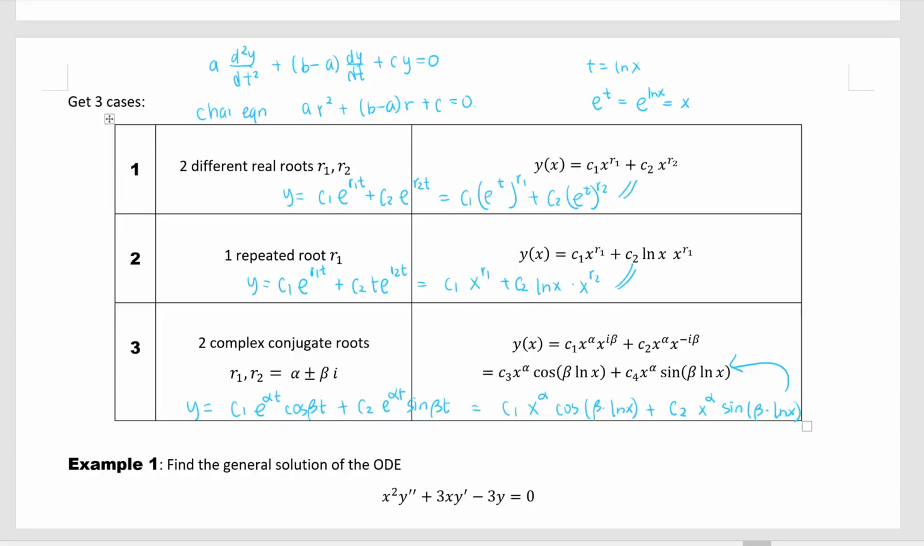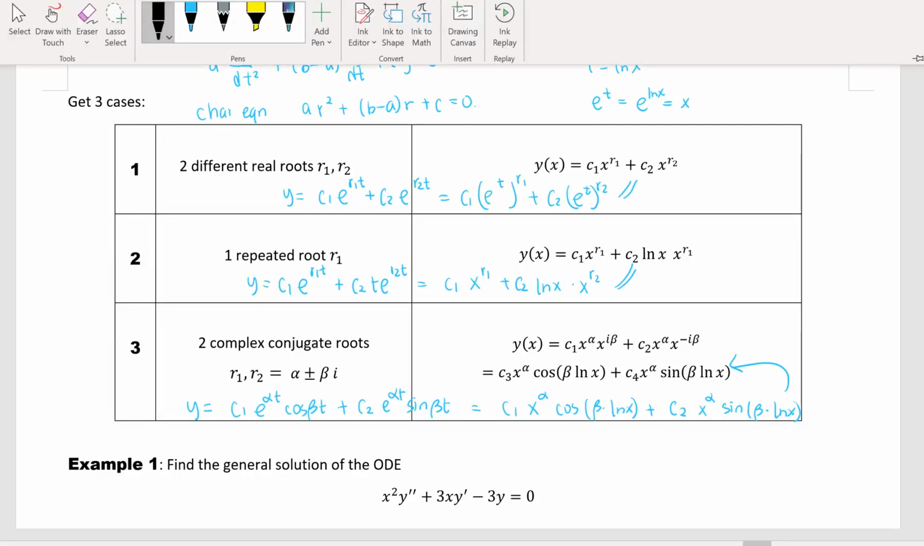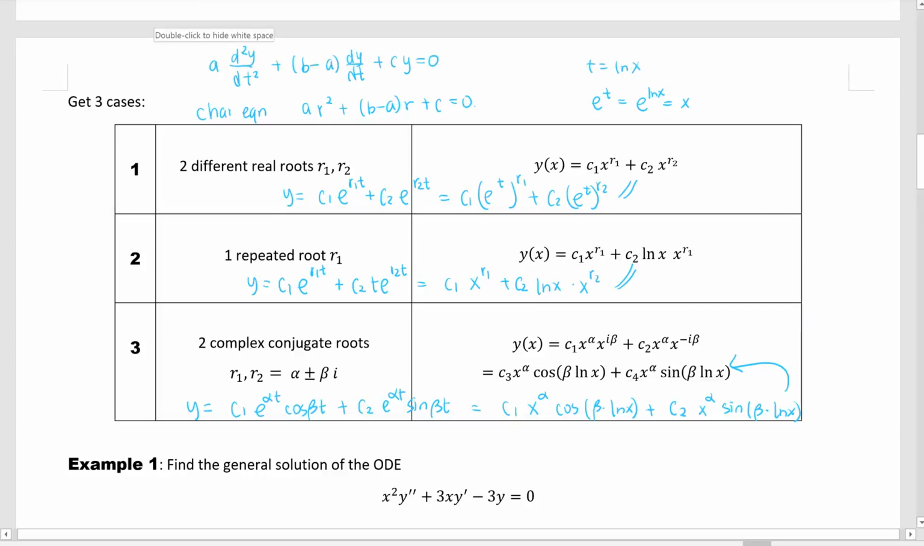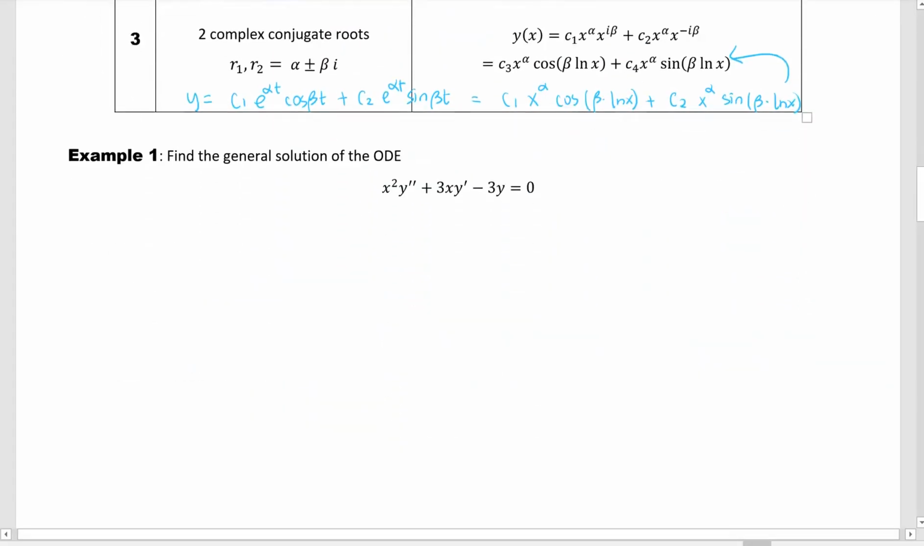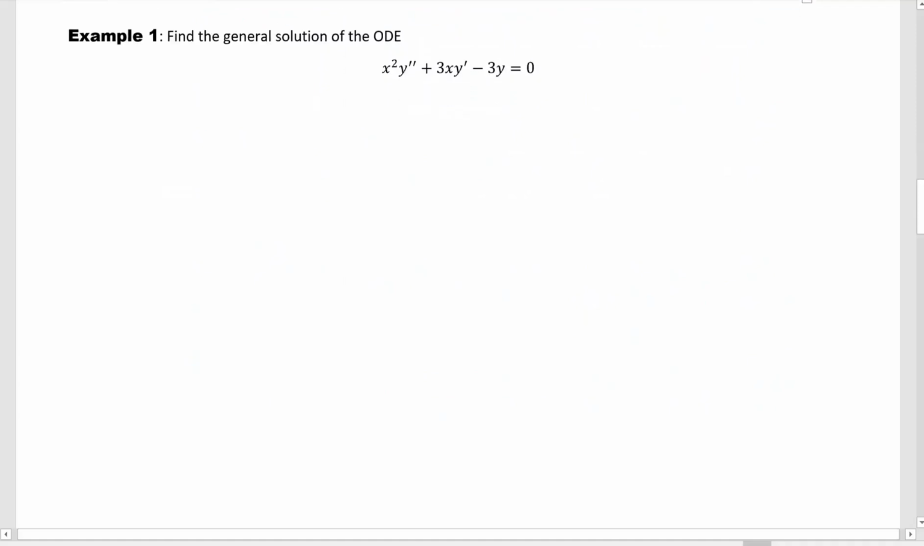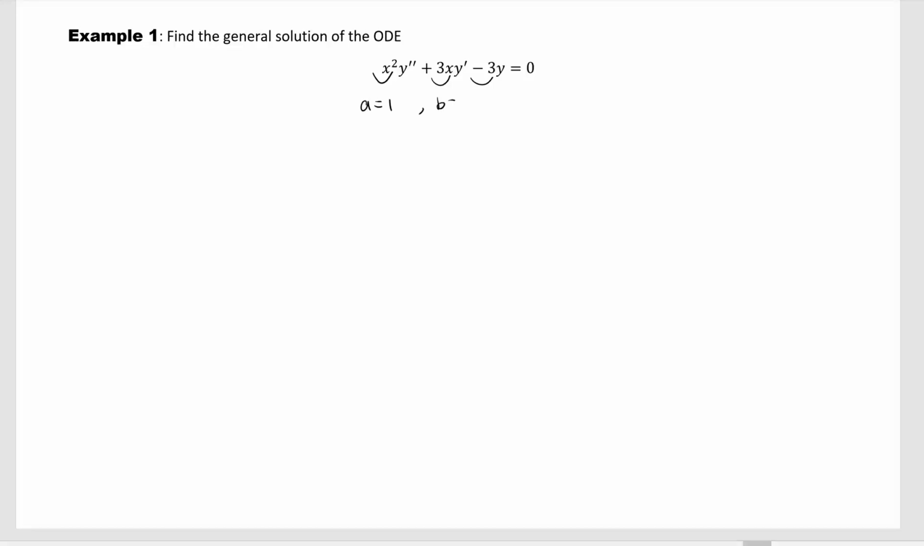So for Cauchy-Euler equations, you just need to remember those three formulas. All right, so let's see how we solve the examples. First example, find the general solution of this ODE. This is a Cauchy-Euler equation, right? This is x squared, this is x, this is the constant term. So in this case, a is 1, b is 3, c is minus 3.